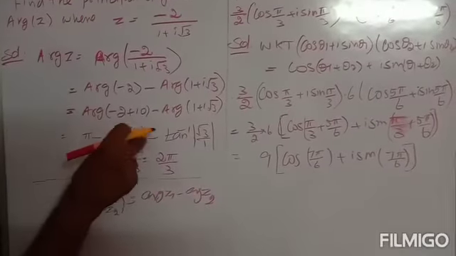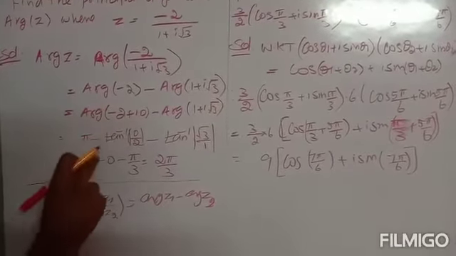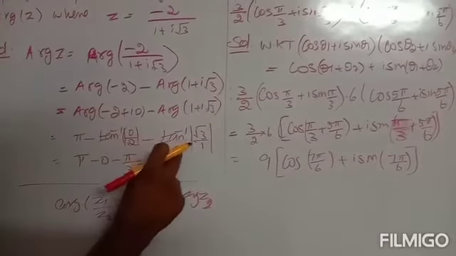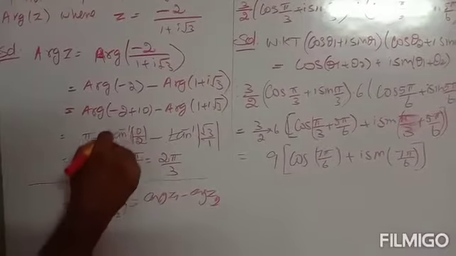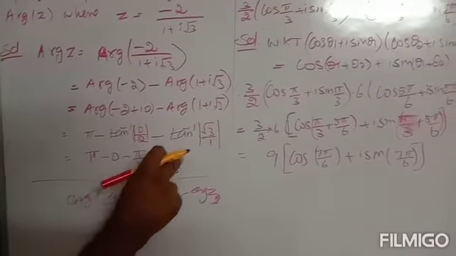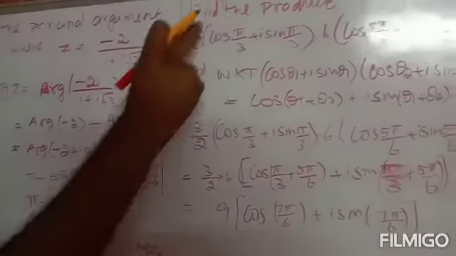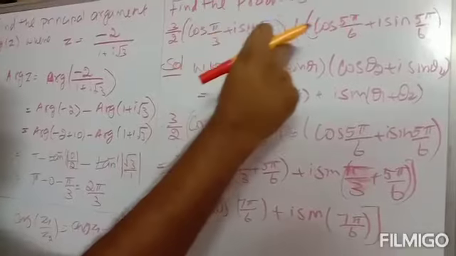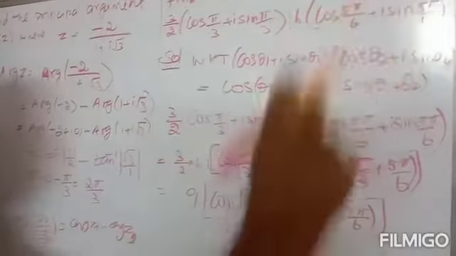Minus 2 plus i0 lies in the second quadrant, so pi minus alpha, where alpha is tan inverse of modulus of 0 by 2. So pi minus tan inverse of 0 by 2, minus tan inverse of root 3 by 1. So pi minus 0 minus pi by 3, that is equal to pi minus pi by 3, that is equal to 2 pi by 3. Next we go to find the product of 3 by 2 into cos pi by 3 plus i sin pi by 3 into 6 into cos 5 pi by 6 plus i sin 5 pi by 6.